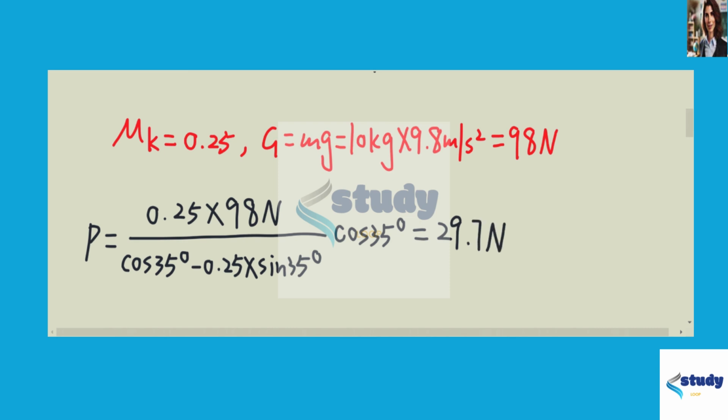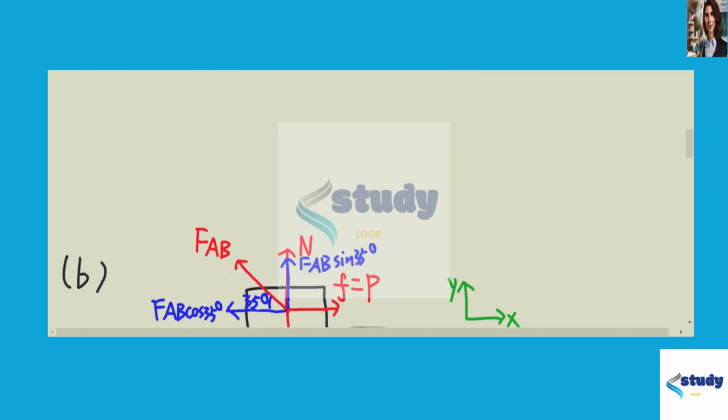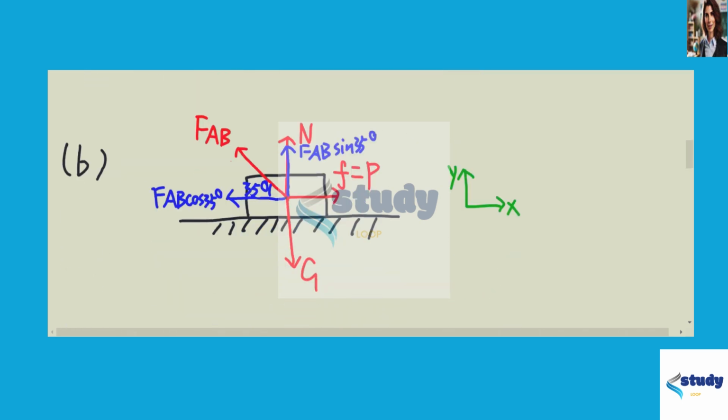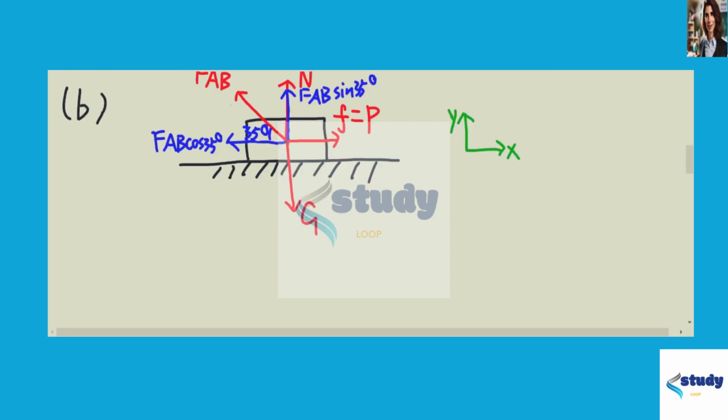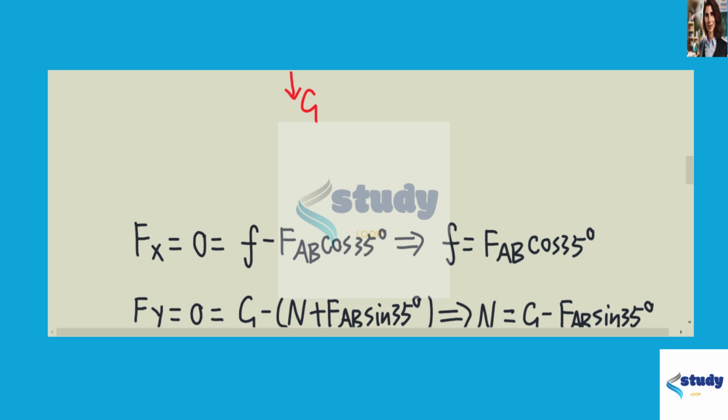And for the next question, now the block is moving to the right. So the block should experience 4 different forces here: the gravity, the normal force, the force from link AB, and the friction. In this case, the kinetic friction is equal to the force P, since it's moving toward the right. FAB also should have an angle of 35 degrees here. If we decompose it, we have the XY components of FAB. The X component of FAB is FAB cosine 35 degrees, which is pointing to the left. And the Y component of FAB is FAB sine 35 degrees, which is pointing upward.